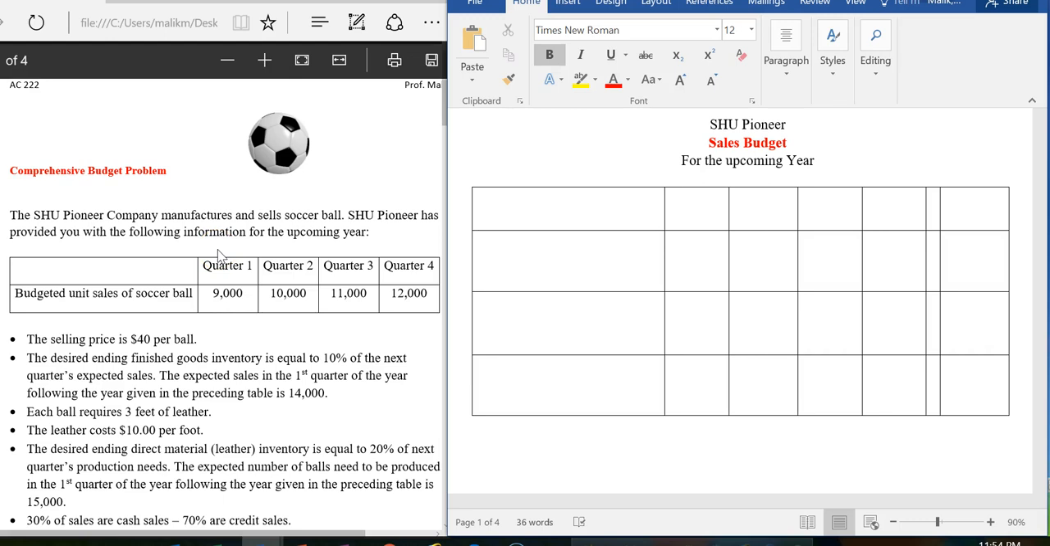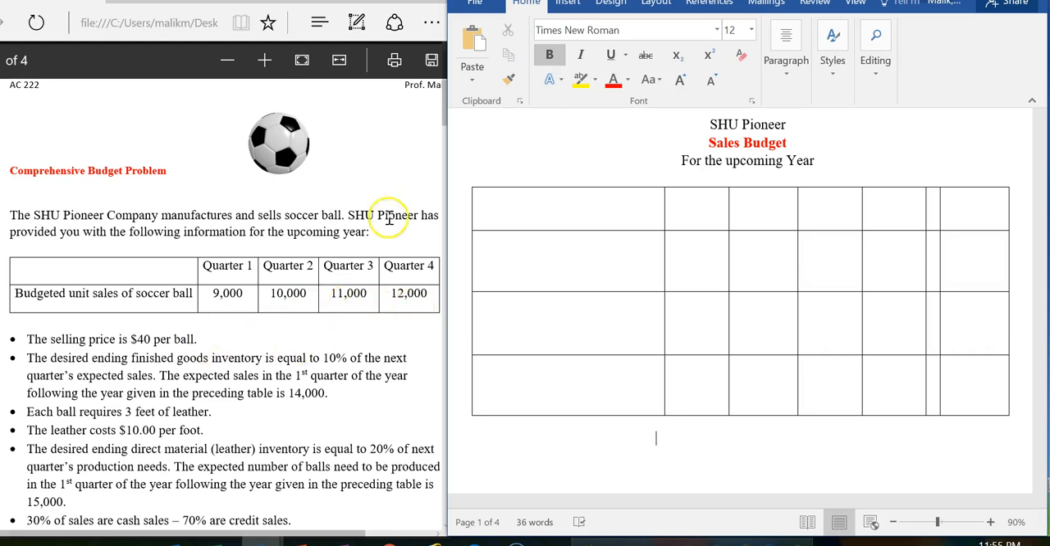So it will be a long problem. So get ready. Let's read the problem. The Shoe Pioneer Company manufactures and sells soccer balls. Shoe Pioneer has provided you with the following information for the upcoming year. So the budget we're gonna do for Shoe is for the whole next year, and the information is given here on a quarter basis.